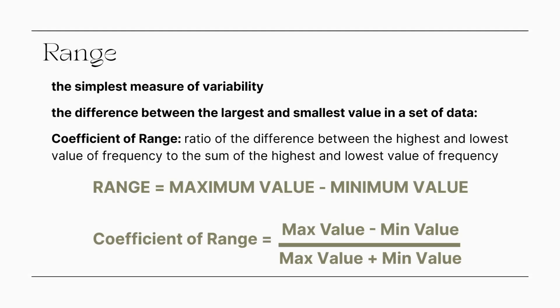The range is the simplest measure of variability to calculate and one we all probably encountered many times. The simplicity of calculating range is appealing, but it can be a very unreliable measure of variability as it is highly influenced by outliers. Range can be calculated by simply getting the difference between the highest and the lowest value from the dataset. Meanwhile, the coefficient of range can be solved by getting the ratio of the difference between the highest and the lowest value to the sum of the highest and lowest value.